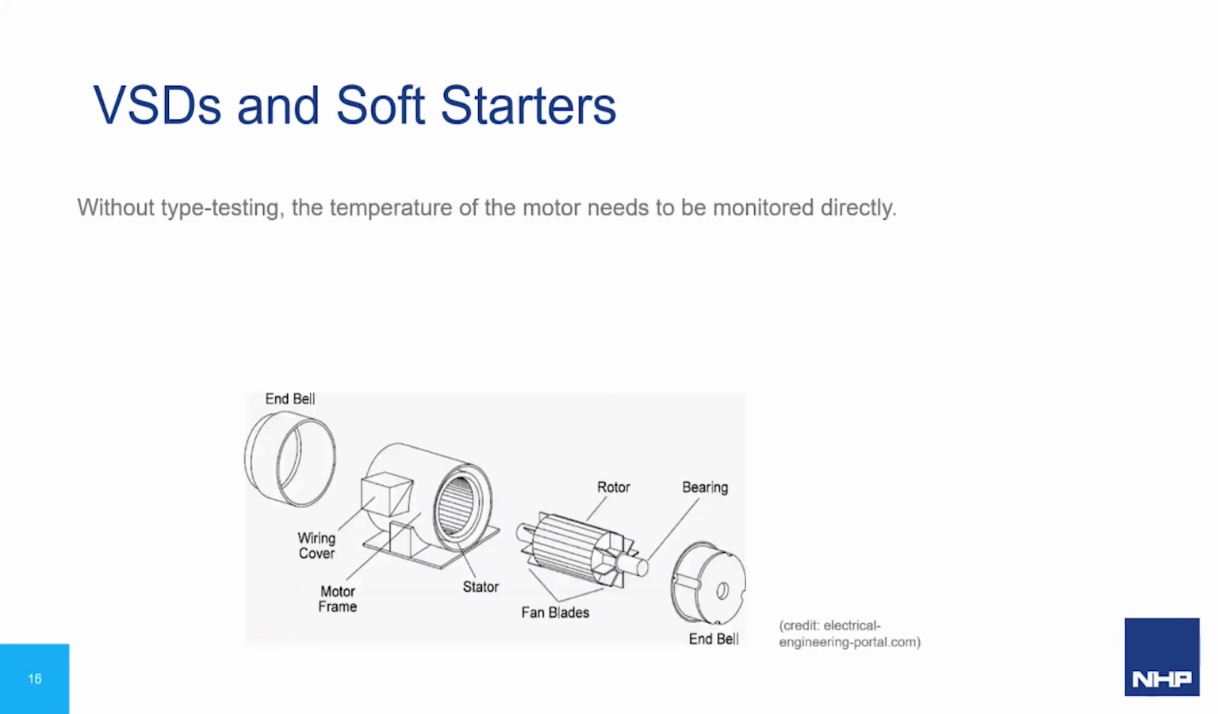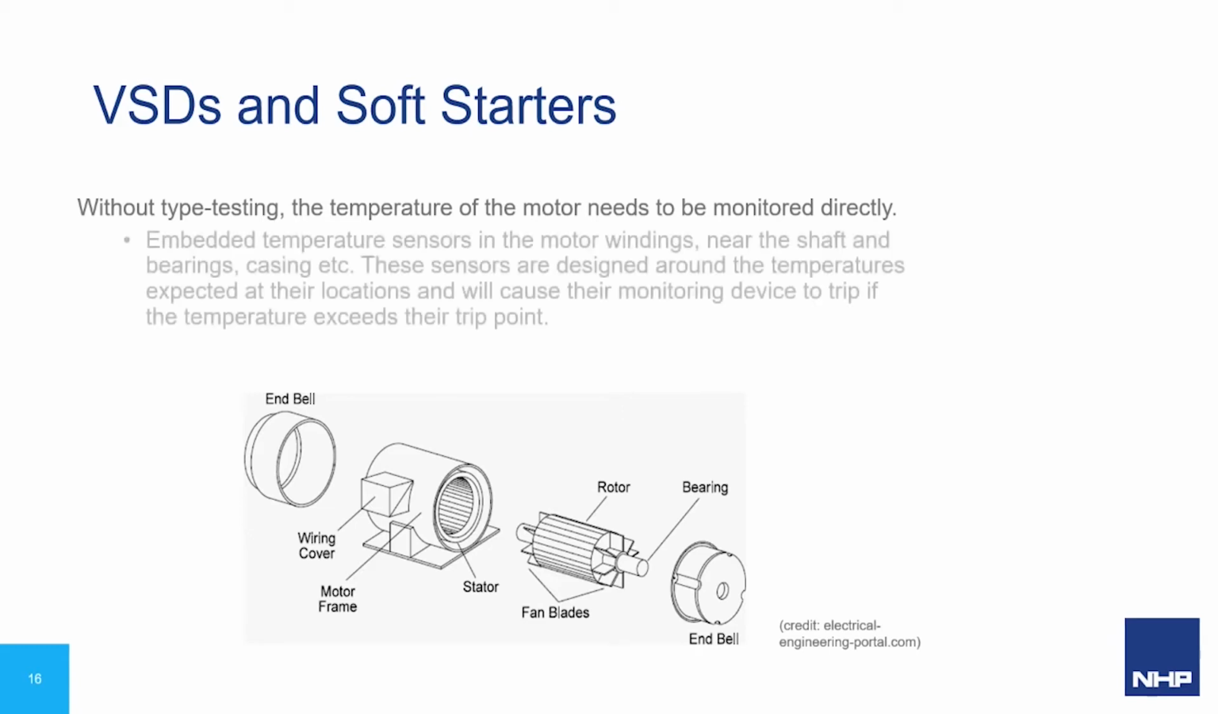Now, for the second condition, where type testing has not been done, the temperature of the motor needs to be monitored directly. This is done by embedded temperature sensors in the motor windings, near the motor shaft, the motor casing, and any other place where they have a temperature sensor. And these sensors are designed around the temperatures expected at their locations within the motor and will cause their monitoring device to trip if the temperature exceeds their trip point. Now, the monitoring device, of course, would be anything from a dedicated thermistor relay through to an electronic overload with inbuilt PTC inputs, or add-on options for PTC inputs.